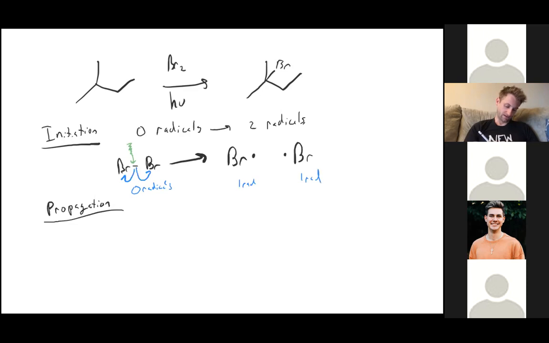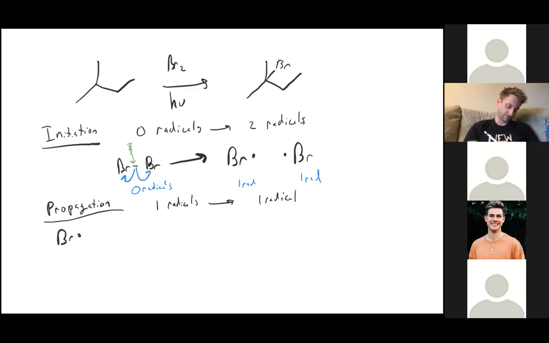For our propagation steps, we're going to start with 1 radical on one side of our equation, and we're going to end with 1 radical on the other side of the equation. So we only have 1 radical right now. We have Br radical.